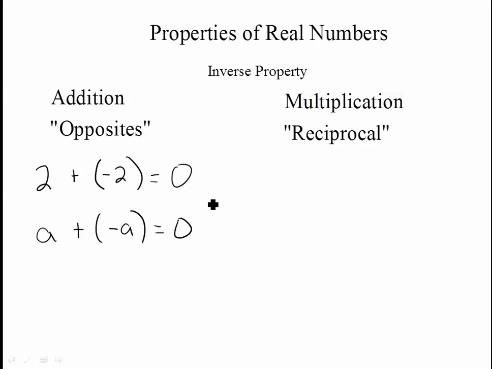Now, in terms of multiplication, the inverse property has to do with reciprocal. If you take a number like 3 and multiply it by its reciprocal, 1/3, you get the number 1. By definition, this is why they are reciprocals. Reciprocals are two numbers whose product equals 1. Or generally speaking, take some number a and multiply it by 1 over a, and you will always get 1.